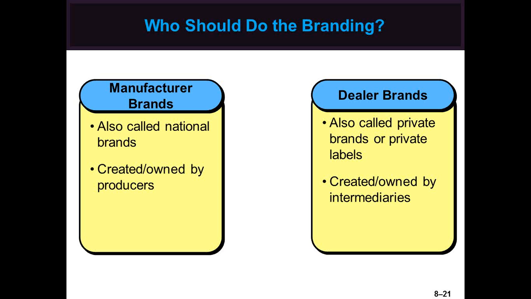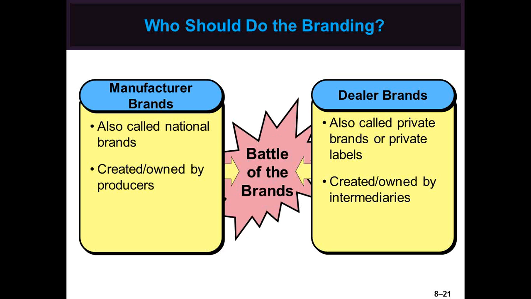Manufacturer brands are brands created by producers. Manufacturer brands are sometimes called national brands because of their wide appeal. Dealer brands are also called private brands. Intermediaries such as wholesalers and retailers create these brands.